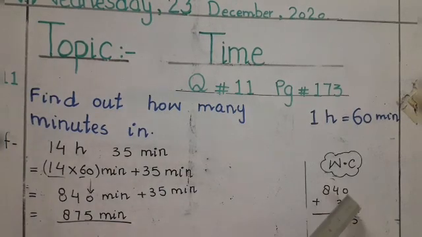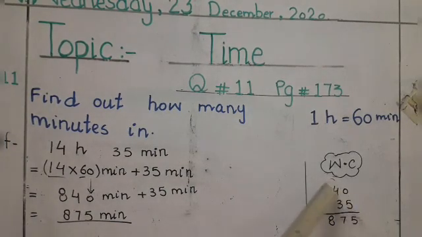Now we will add both of these numbers. 0 plus 5 is 5, 4 plus 3 is 7, and 8 will come as it is: 875 minutes.